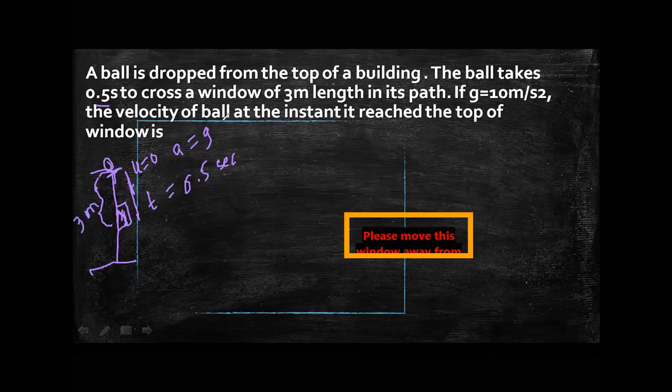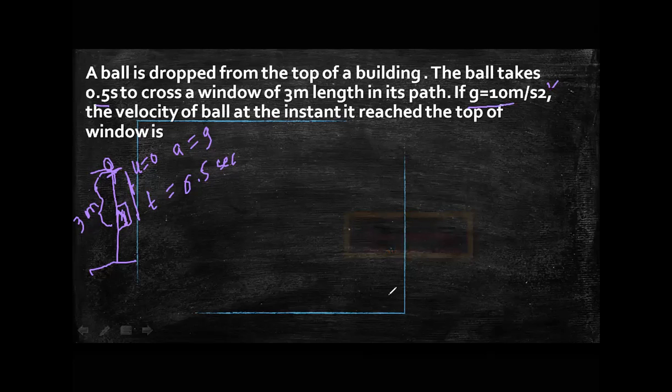So read the problem again. A ball is dropped from the top of the building. The ball takes 0.5 seconds to cross the window of 3-meter length in its path. Oh, it's a 3-meter length of the window. Then if g is equal to 10 meter per second square, the velocity of the ball at the instant it reached the top of the window is a little bit tough, but we have to try.